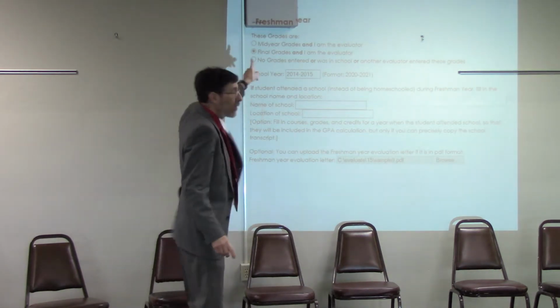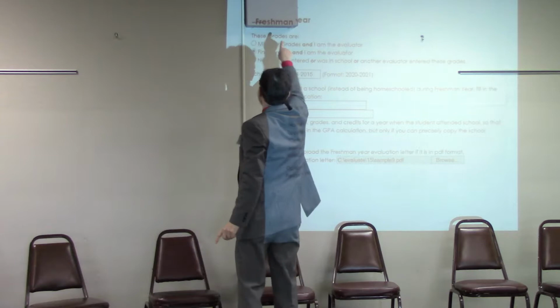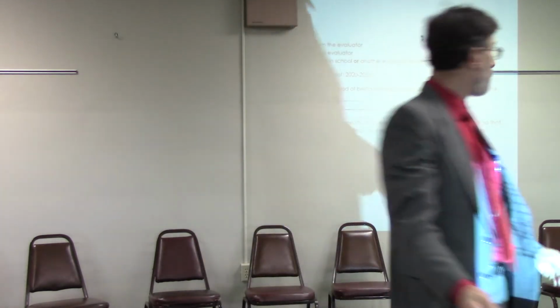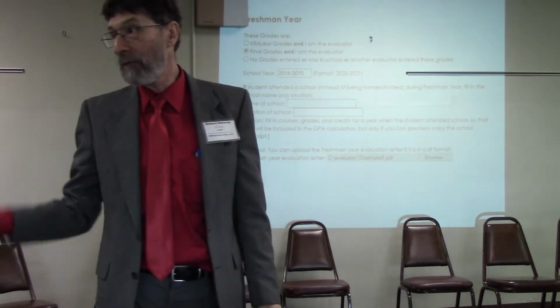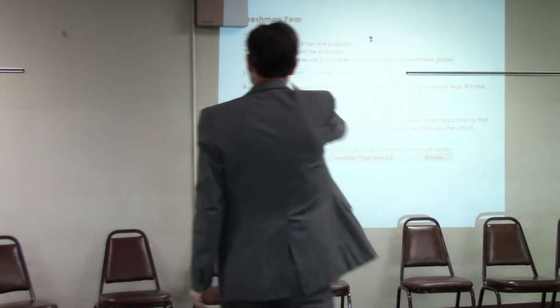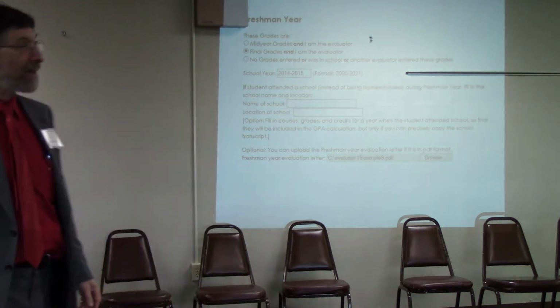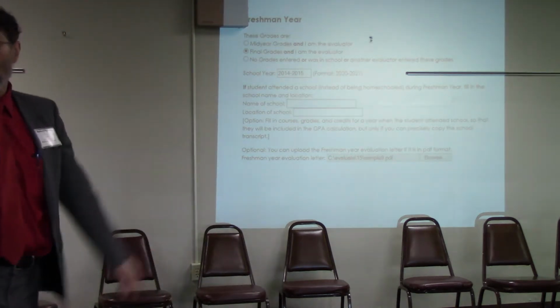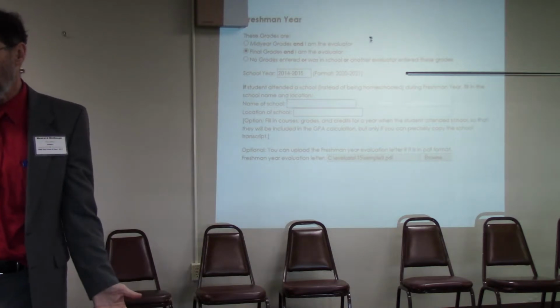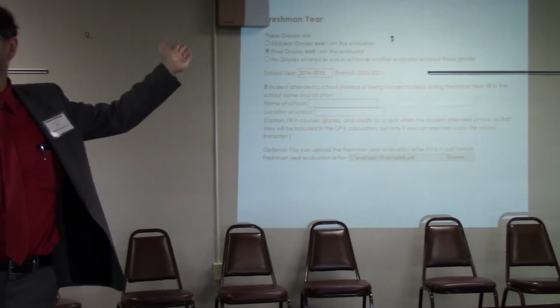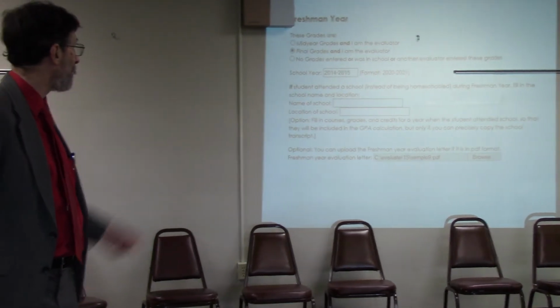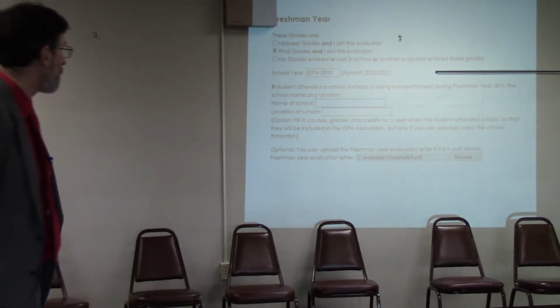Now we're doing freshman year. This is for freshman year. We're starting off the interview. This is the TurboTax interview with freshman year. These grades are final grades, and I am the evaluator. School year will automatically go in there. You can change it. But the assumption is somebody who's going to graduate in 2018, their first school year was 2014-2015 for ninth grade, for freshman year.